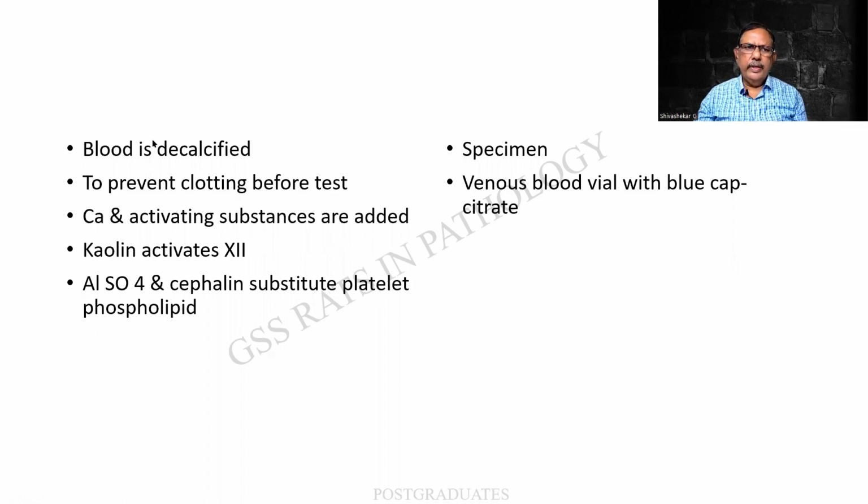So in this procedure, the blood is decalcified before doing the test. Calcium and activating substances are added. Kaolin activates factor 12. Aluminum sulfate and cephalin substitute the platelet phospholipid. So these are being added, therefore the test is brought into action. The specimen will be the venous blood and it is collected in a blue capped tube.